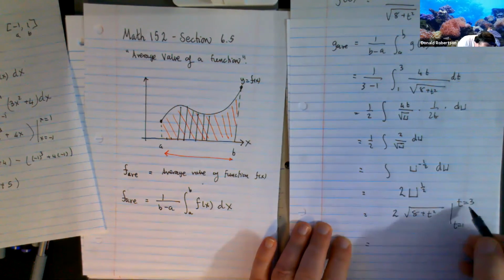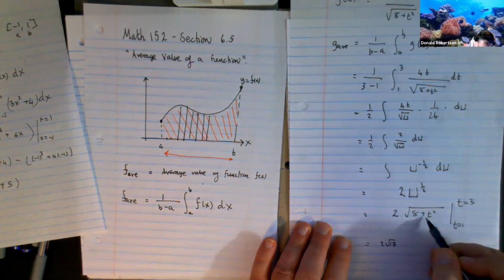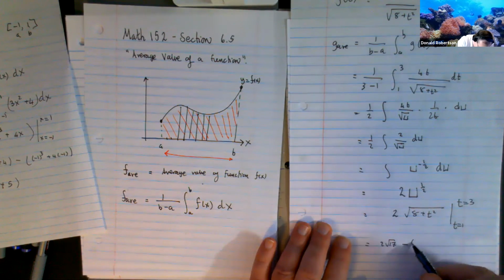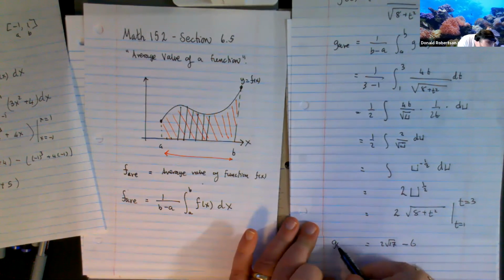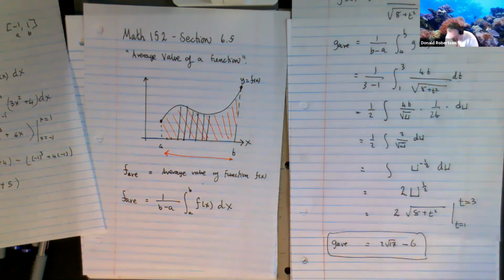Okay, so you plug in 3, you get 2 square root of 17. If you plug in 1, you get 2 square root of 9, which is 2 times 3, so you take away 6. And there's your finish, your end result. We only want exact values here. That's totally okay, right? That's the way the answer has to be written.